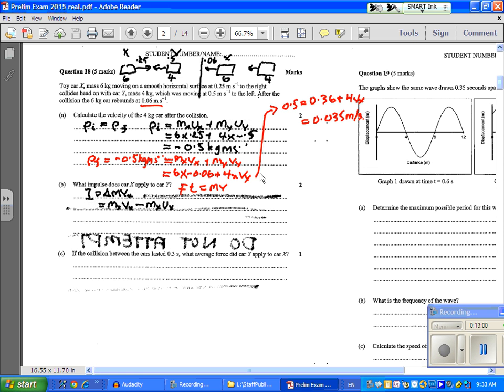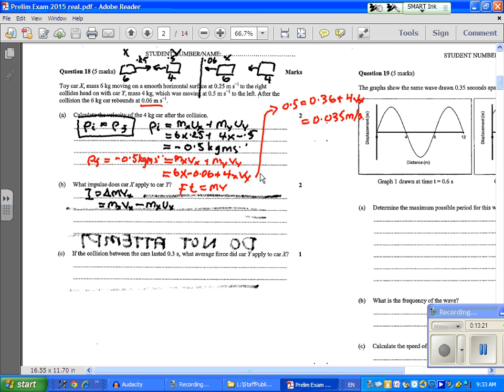But the final momentum equals the initial. No, it doesn't. The whole momentum for the whole system is the same, but the momentum has changed between the two objects because some of the momentum from that object has been transferred to that object. Okay? Make sense?